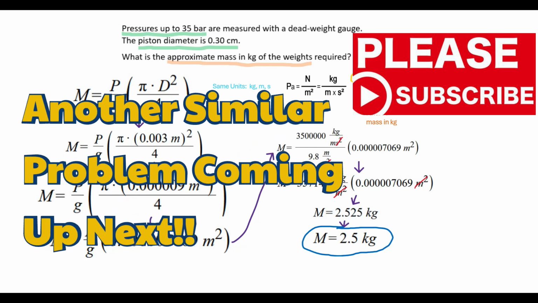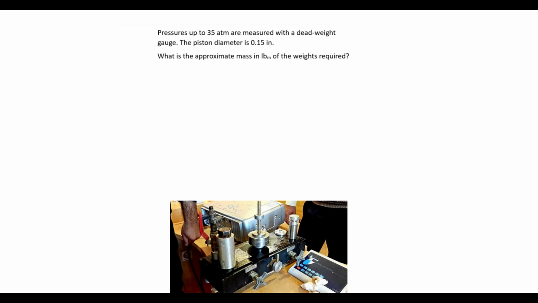A similar problem with British units is coming up next. Pressures up to 35 atmosphere are measured with a deadweight gauge. The piston diameter is 0.15 inches. What is the approximate mass in pounds mass of the weights required?